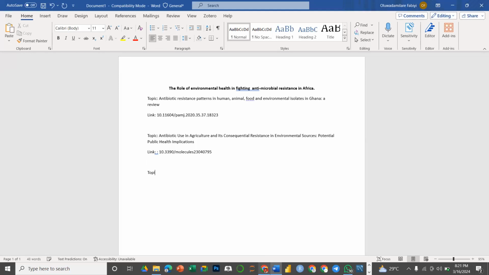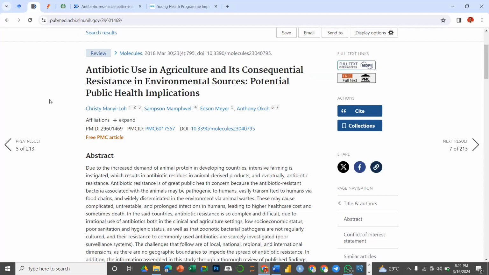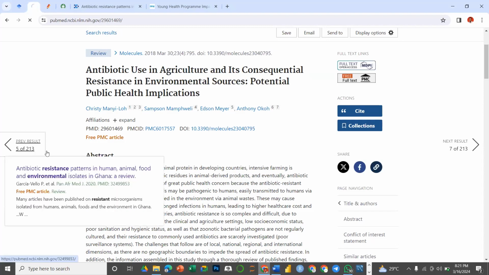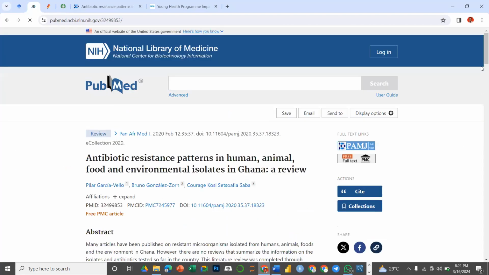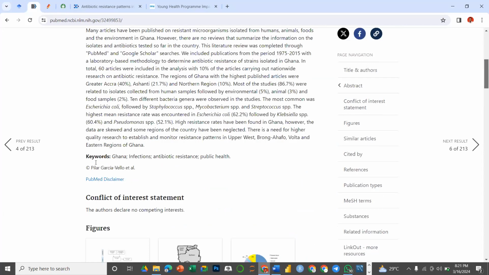So the next thing, I say keep searching. You keep searching till you go through your whole area. You can see that we have 213 results, a total of 213 results that this thing brought for us. So we search through the whole 213 and we keep using the same method.